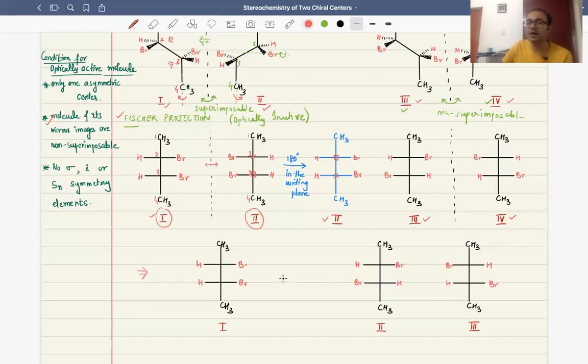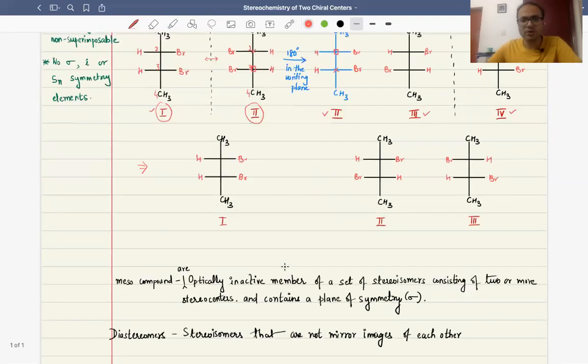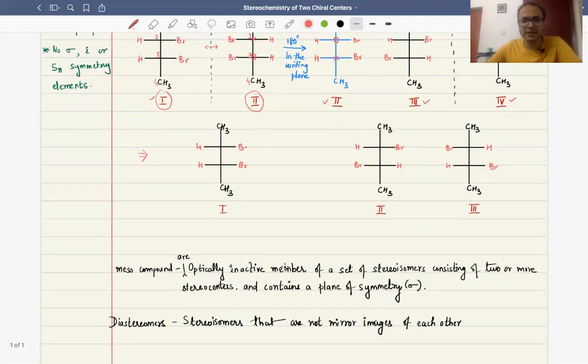So how many stereoisomers are possible for 2,3-dibromobutane? Only 3. When you write about the stereoisomers, you will start by using the 2 to the power of n formula. You will come and write the 4 structures. But finally, in the final answer, you should write that only 3 stereoisomers are possible in the case of 2,3-dibromobutane. So let us try to understand this.